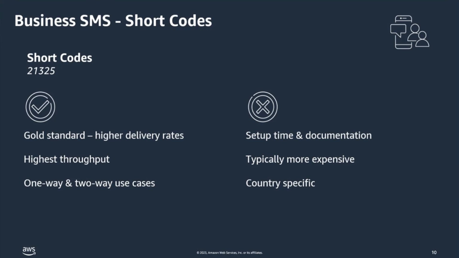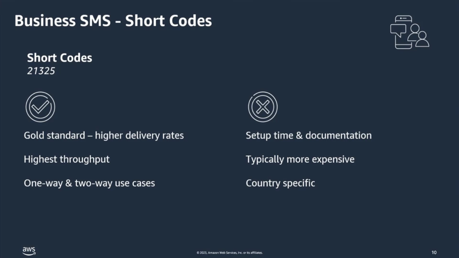So if you consider the US and also the globe as a whole, in the majority of countries, short codes are considered the gold standard for business SMS. They do offer the highest throughput. They support both one-way and two-way use cases. And typically, clients will see the highest delivery rates through short codes.